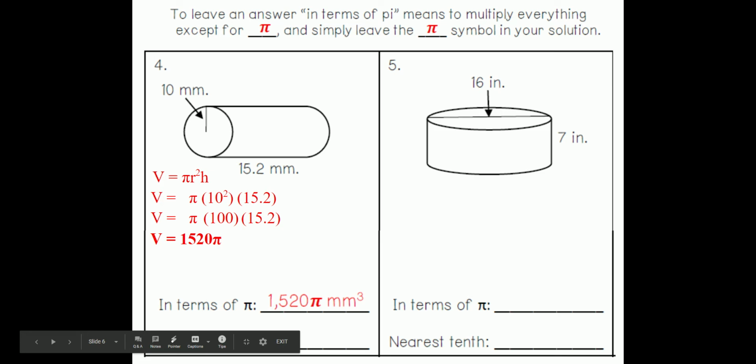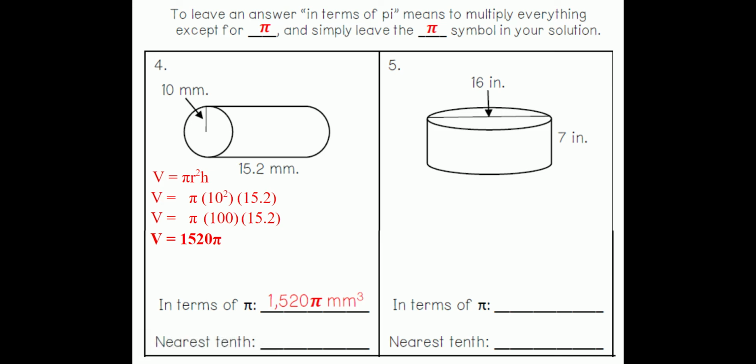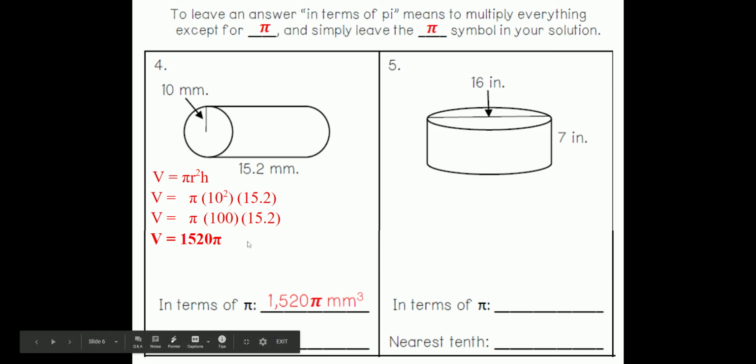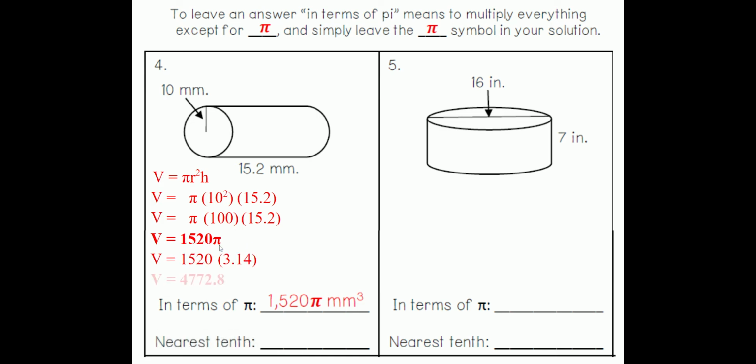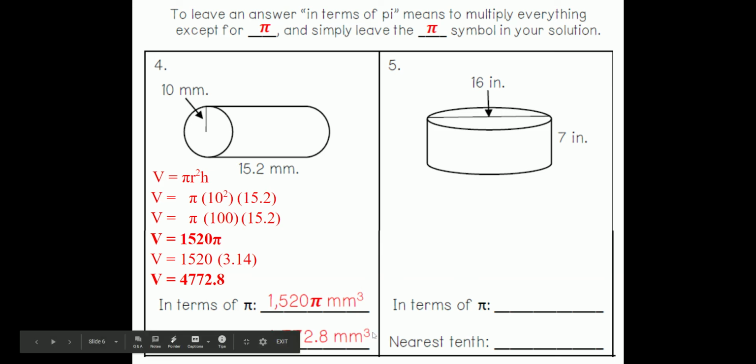Now, right below that, it says nearest tenth. And what they want us to do with that is multiply 1520 with pi. So once we do that, we get 4,772.8. So that's going to be our answer for nearest tenth.